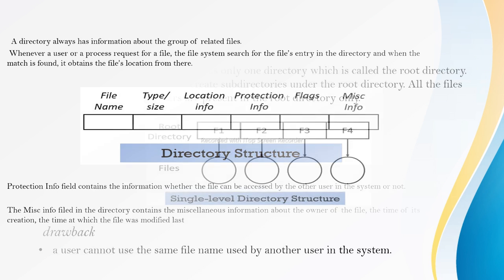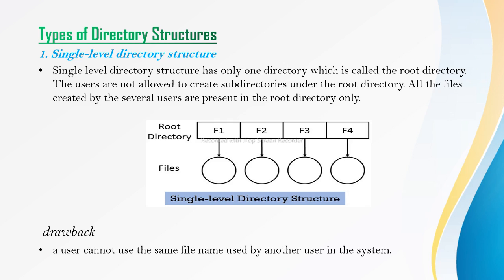Now going through the next slide: the types of directory structure. In operating systems, directories are of four types. First is the single level directory structure. In the single level directory structure, there is only one directory, which is called the root directory. Users are not allowed to create subdirectories under the root directory. All the files created by the several users are present in the root directory only.